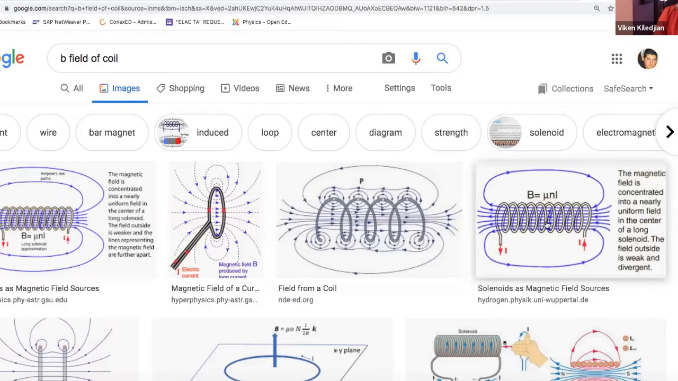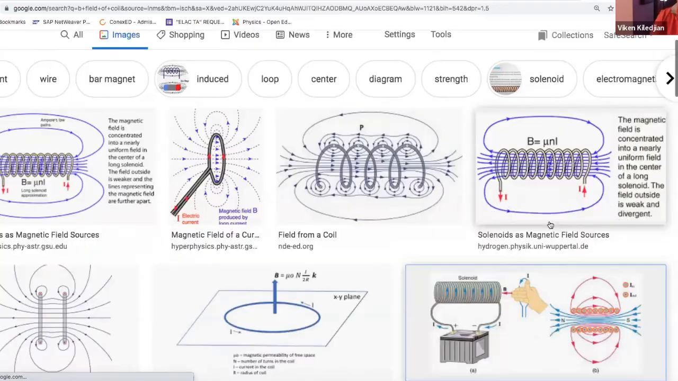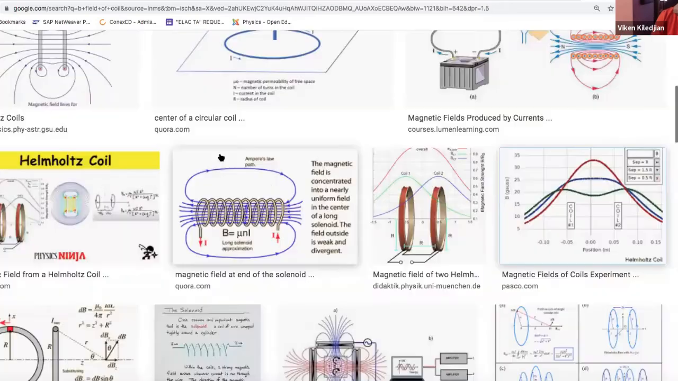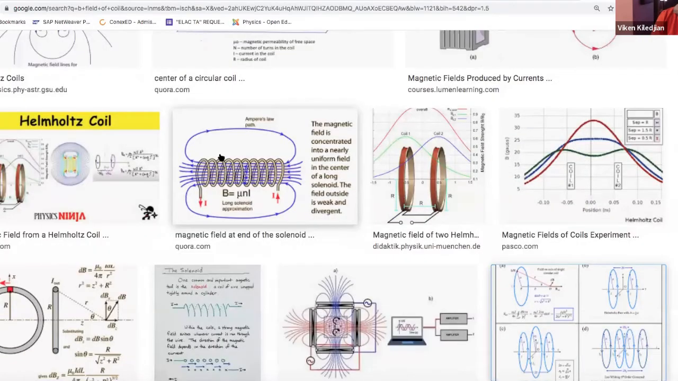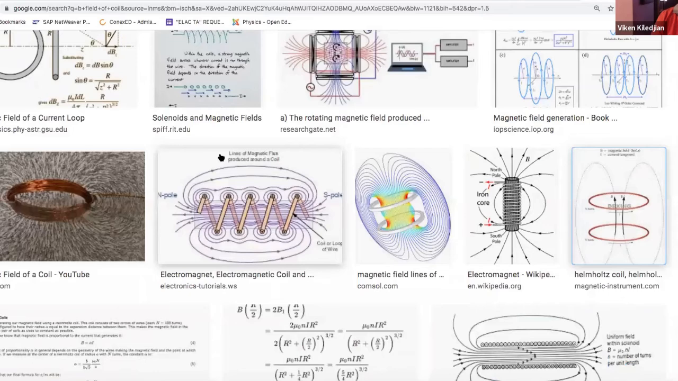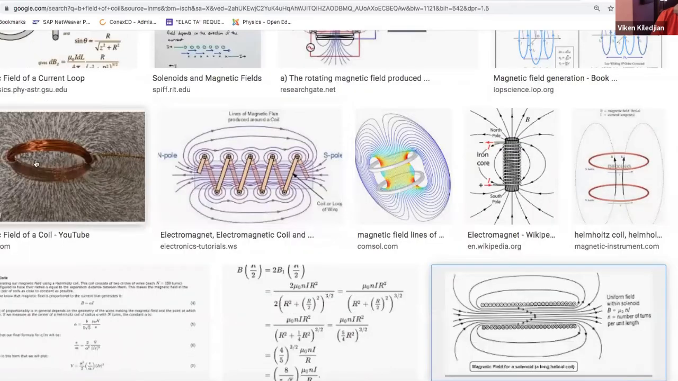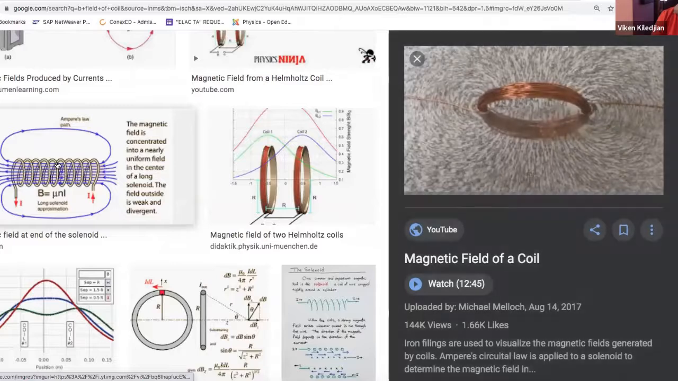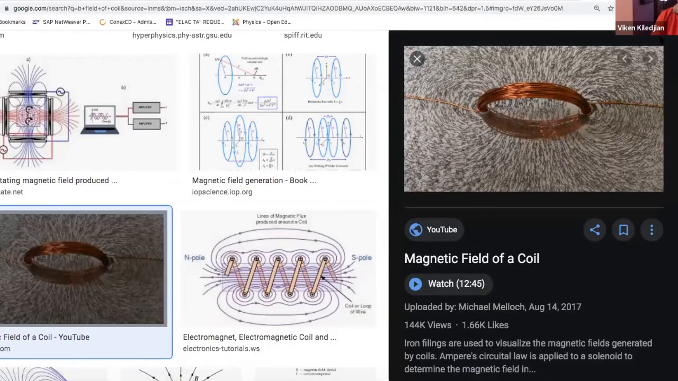This is something else. That's a solenoid. So we'll do a solenoid later. We're doing a coil now. This is kind of a nice view. You see here? The B field of the coil. Do you think it's stronger here towards the end or at the center?